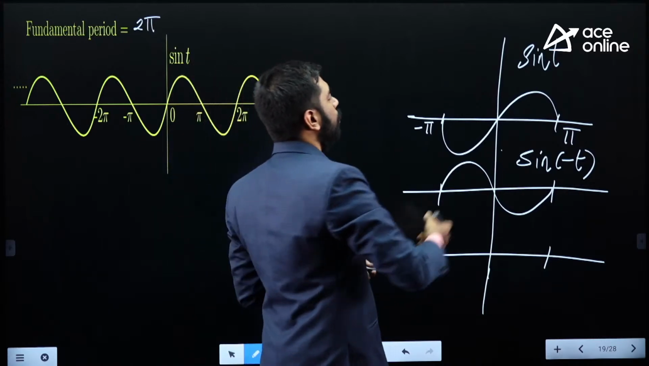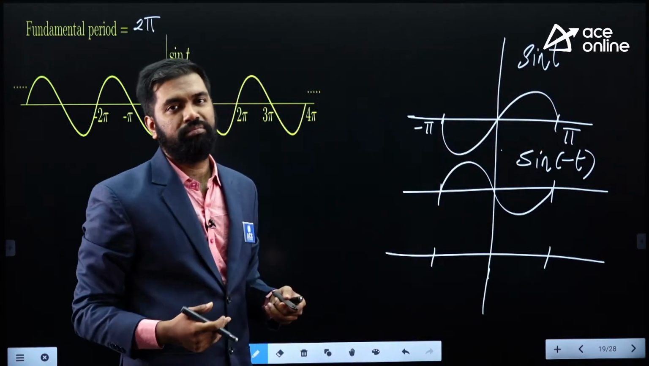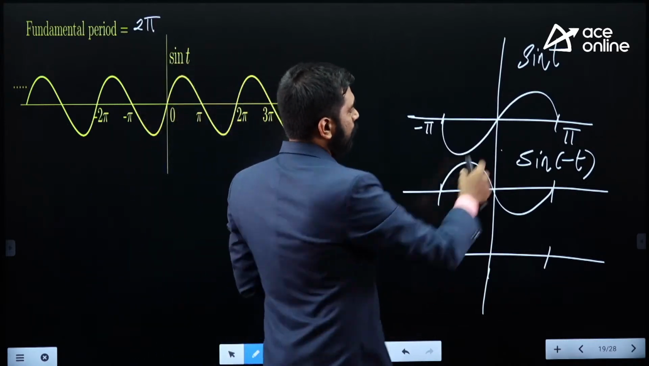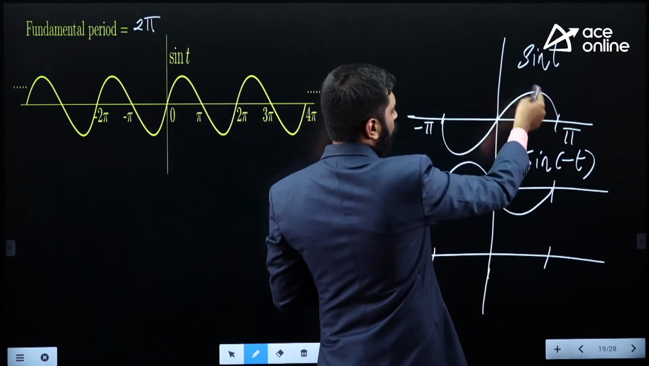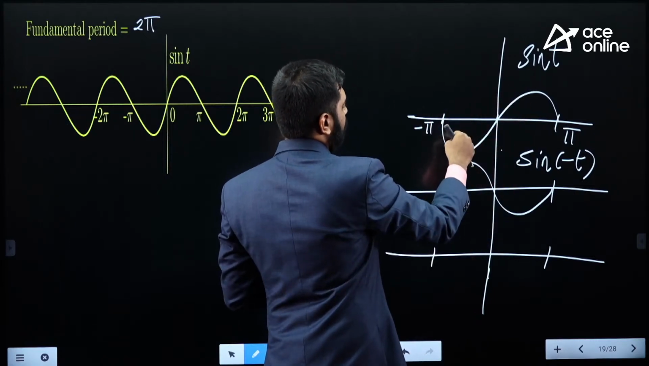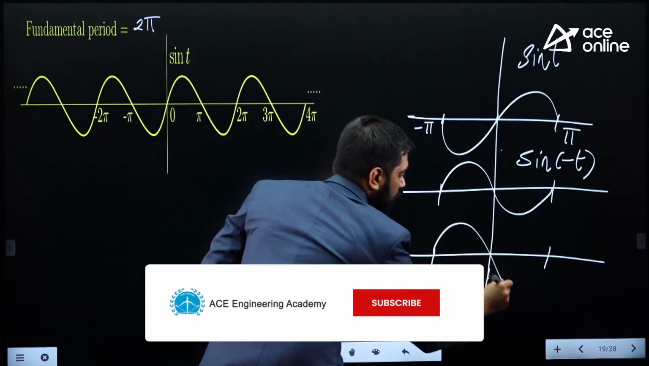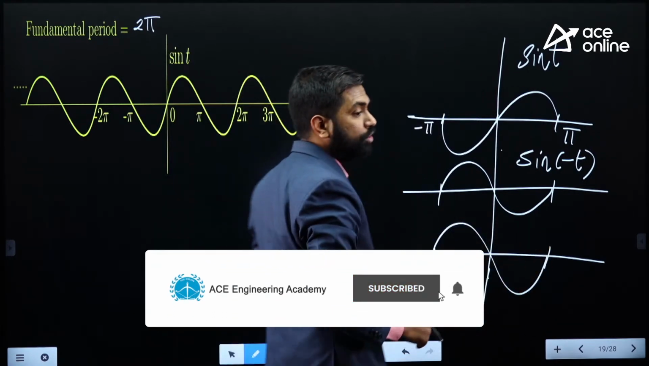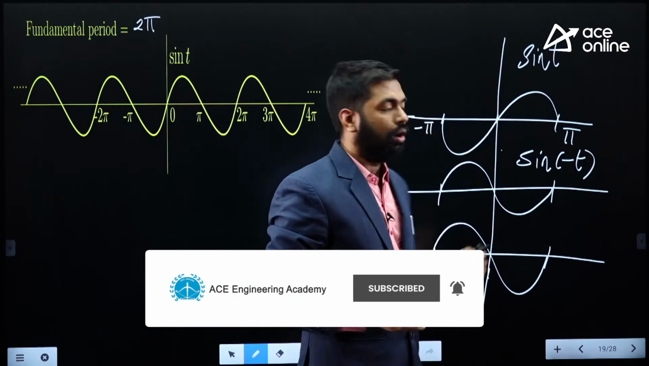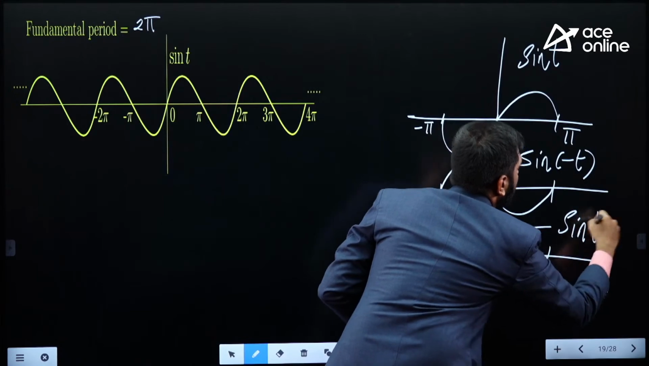Now you also rotate this waveform about x-axis. So this is a positive peak. When you rotate it about x-axis, this goes down. When you rotate this about x-axis, this goes up. So how does that look? It looks like this. So what I have done is rotation about x-axis. How do you represent it? You represent it like this, minus sine t.